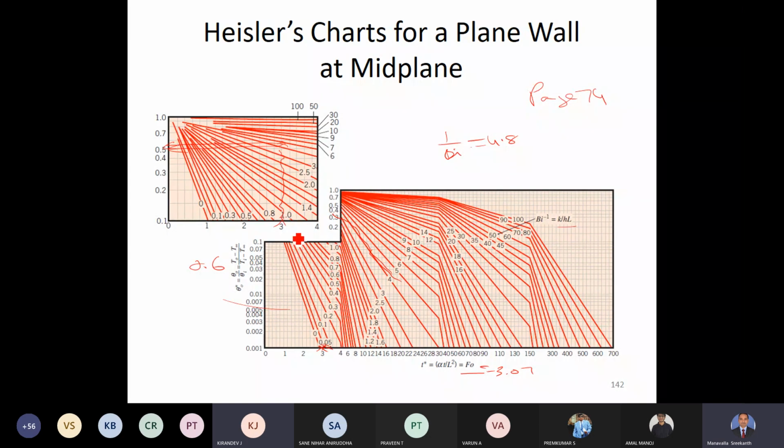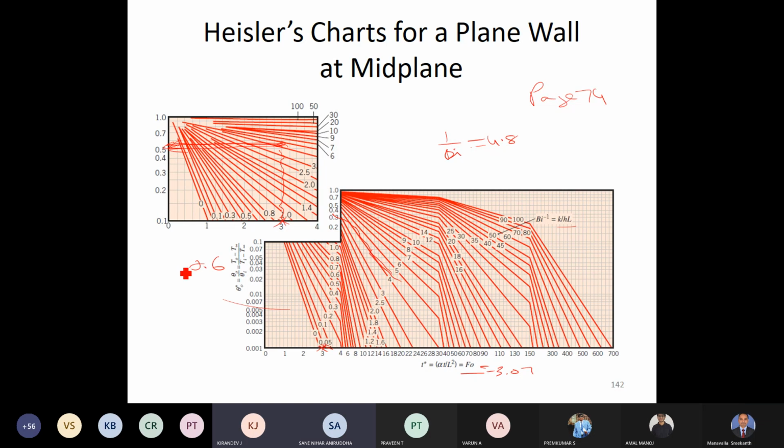In this inset picture, this is the Fourier number on the x-axis, and you want the parameter 1 by Biot number 4.8. So this is 3, this is 4, this is 5, and somewhere in between is this one. This vertical line from 3.07 and this 4.8 parametric line will meet here, and that you project onto the y-axis. This is somewhere around 0.6.